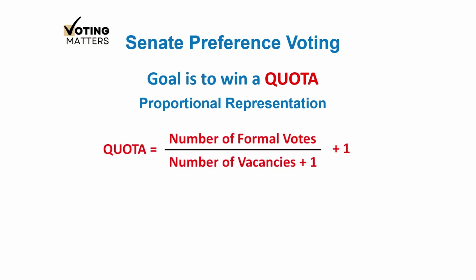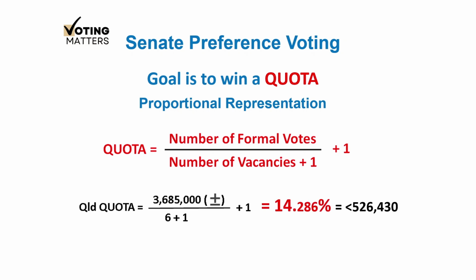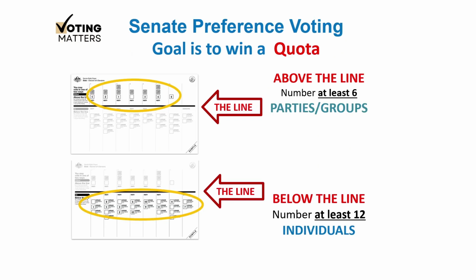The formula to get a quota is to divide the total number of formal votes for the state or territory by the number of senators being elected at the current election, plus 1, then add that result to 1. An example is registered voters in Queensland number approximately 3,685,000. Dividing that by the number of senators to be elected, that is 6 plus 1, then adding 1 gives a result of 14.286%, or over 500,000 votes to get a quota. That is a consistent percentage in every state, but in the territories where just 2 senators are elected, it is 33.33%.